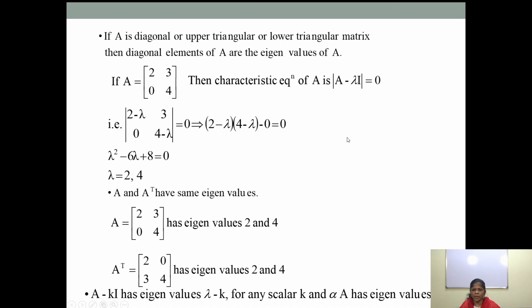Just like, if I take the previous example, the set of 2 and 4 is called the spectrum, whereas the largest of these two is 4. So 4 will be called the spectral radius of A.